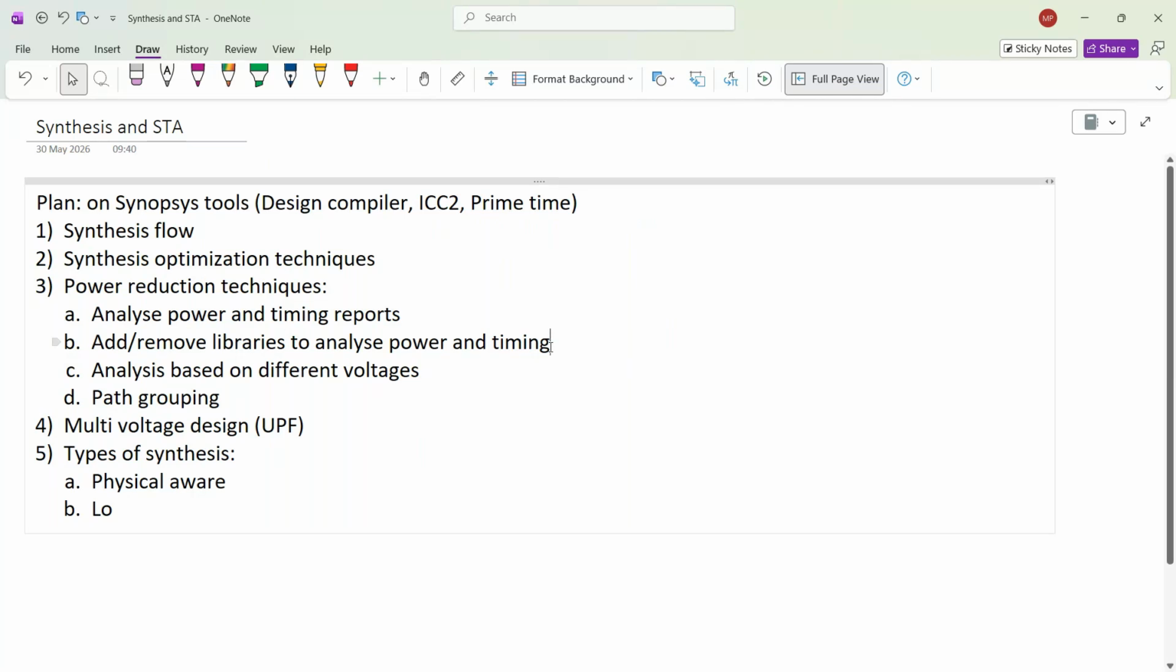LVTs are the cells which are really fast, but the power dissipation is more. So we will see how the power dissipation increases when you are just giving LVTs, and we will compare it with another experiment where we provide just HVT cells. So we will do a comparative study over here: when we gave LVTs, what was the timing, and what was the power dissipation, leakage power and dynamic power, that happened. We are going to analyze that properly here.